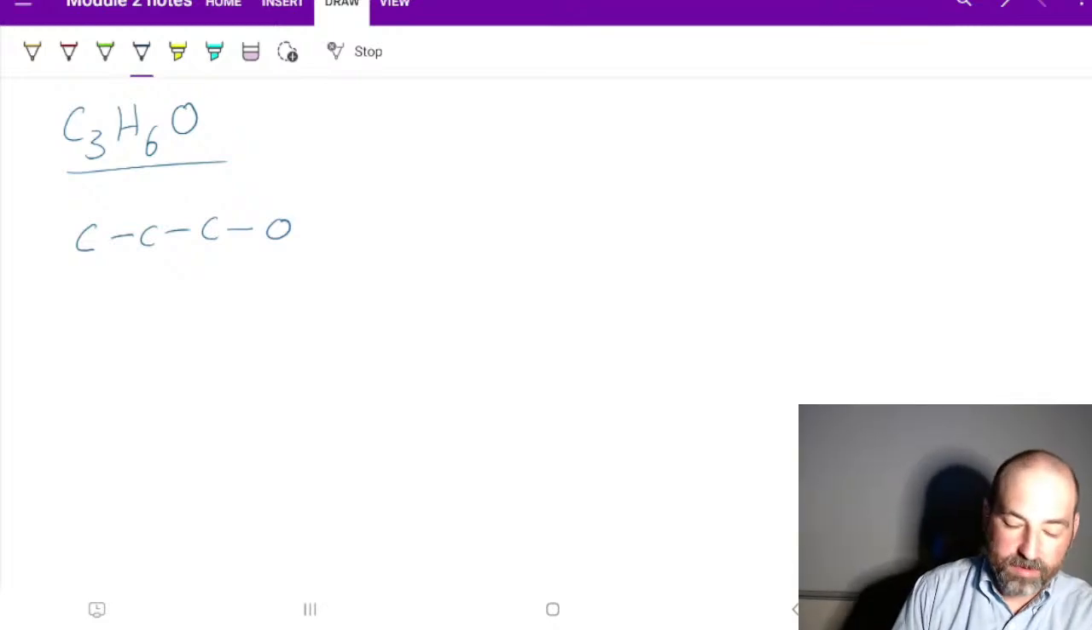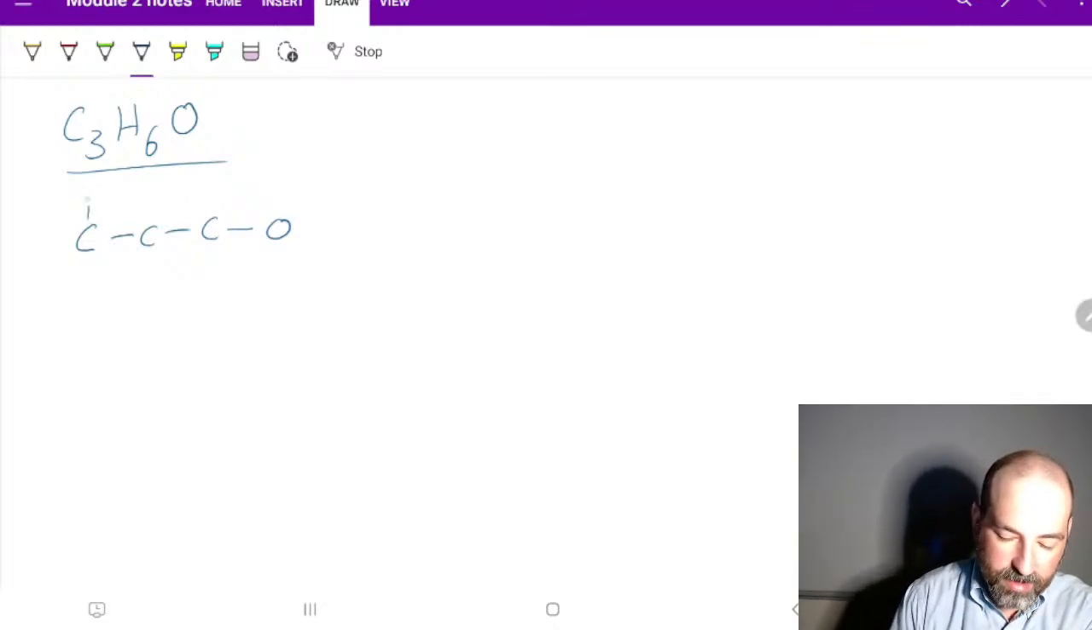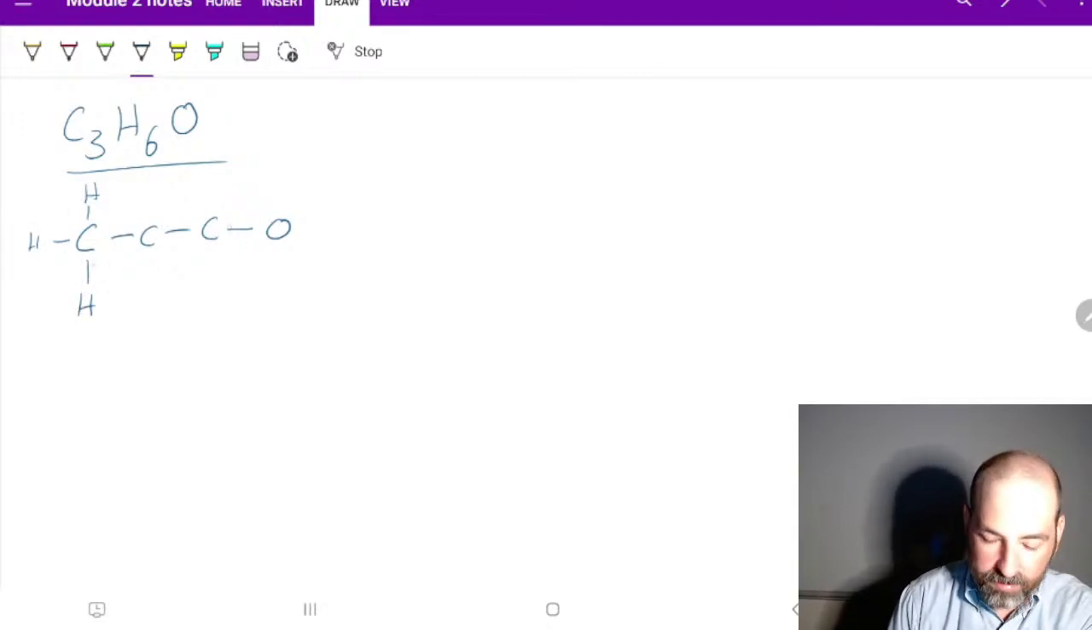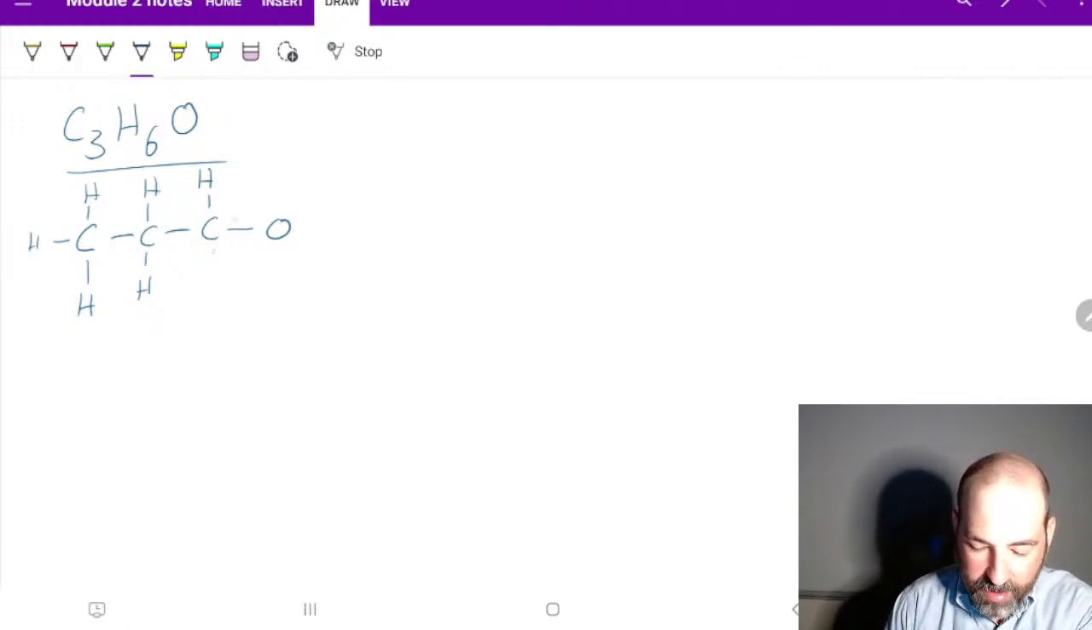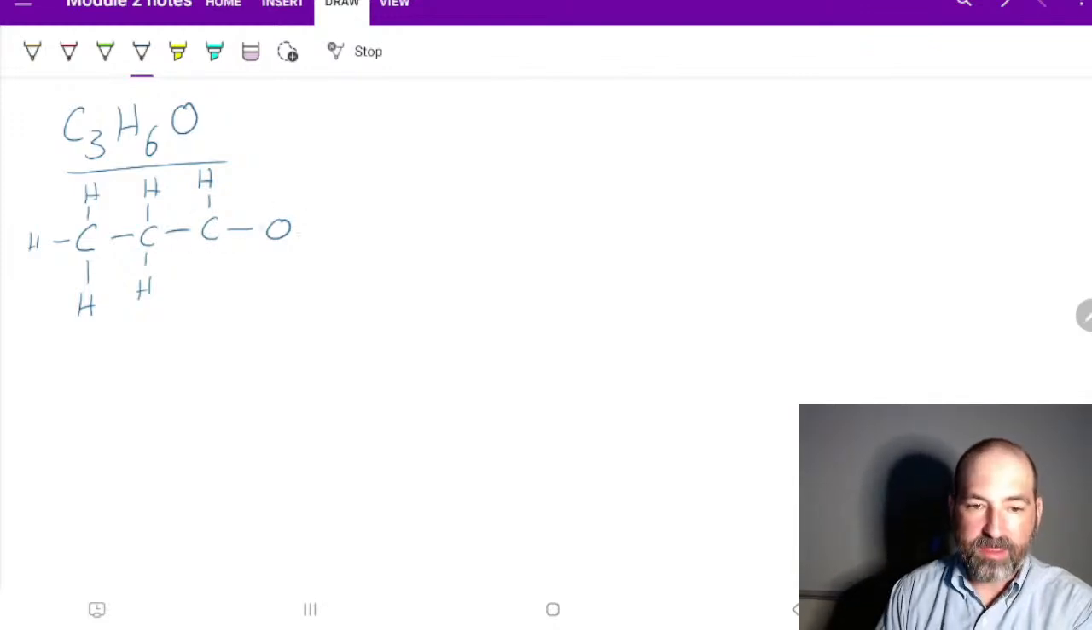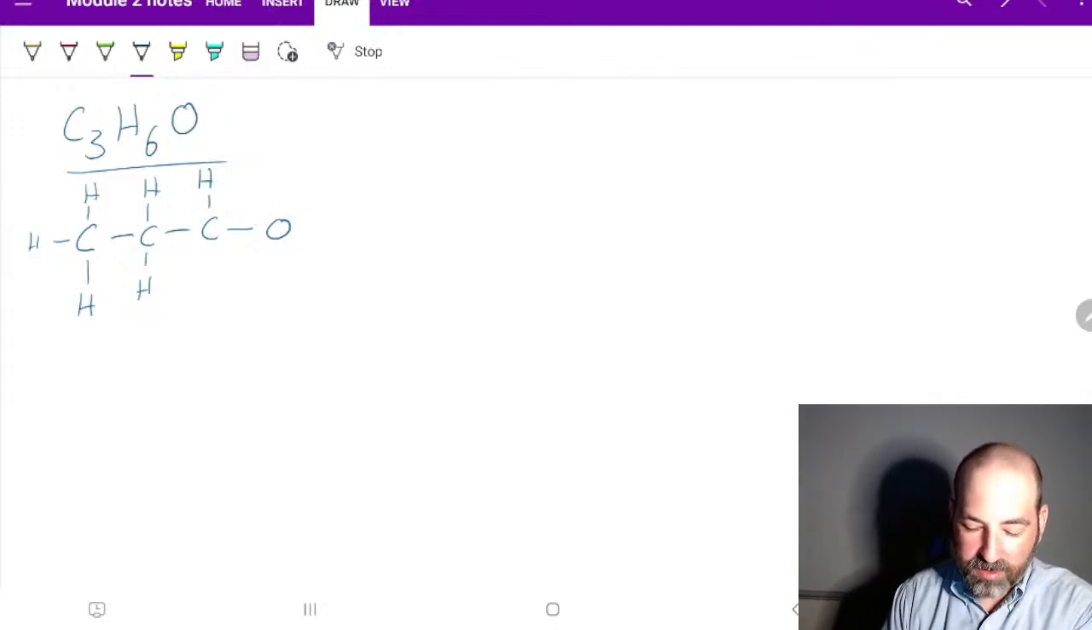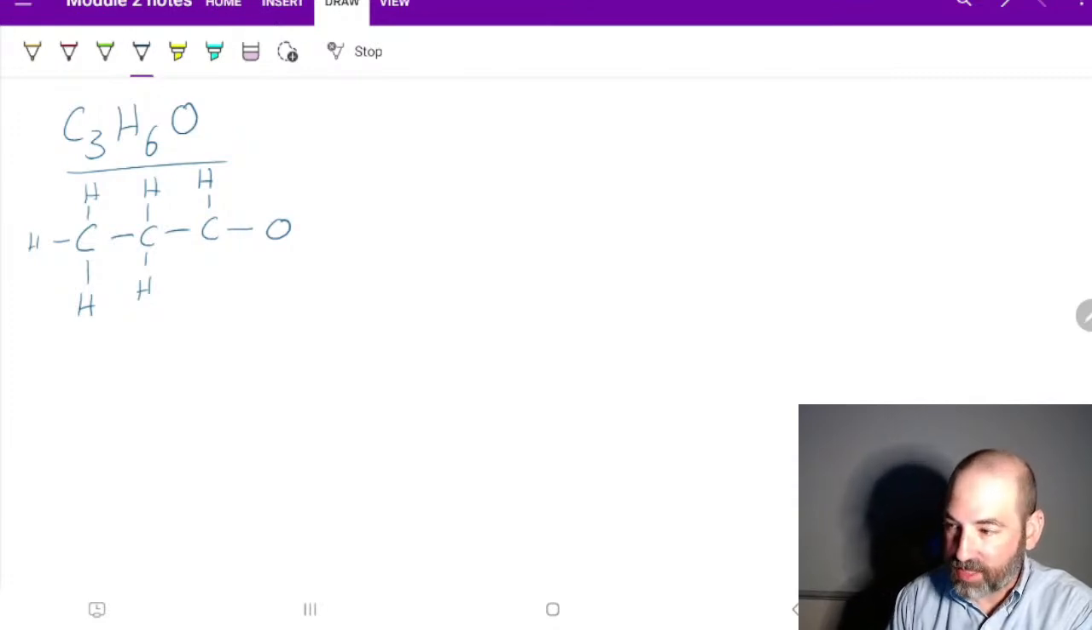So we need to add 6 hydrogens to this molecule. 1, 2, 3. Again, I'm filling the carbons to 4 before I'm moving on to the next one. 4, 5, and then 6. All right, and now you should notice a problem: this carbon on the right only has 3 bonds, and the oxygen over here only has 1 bond.